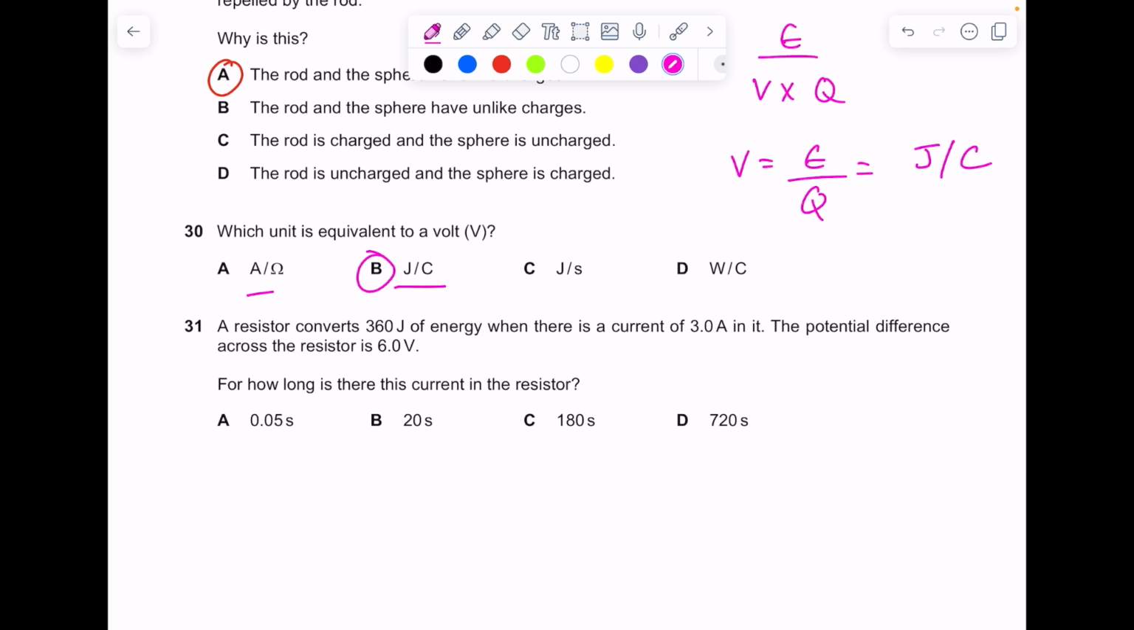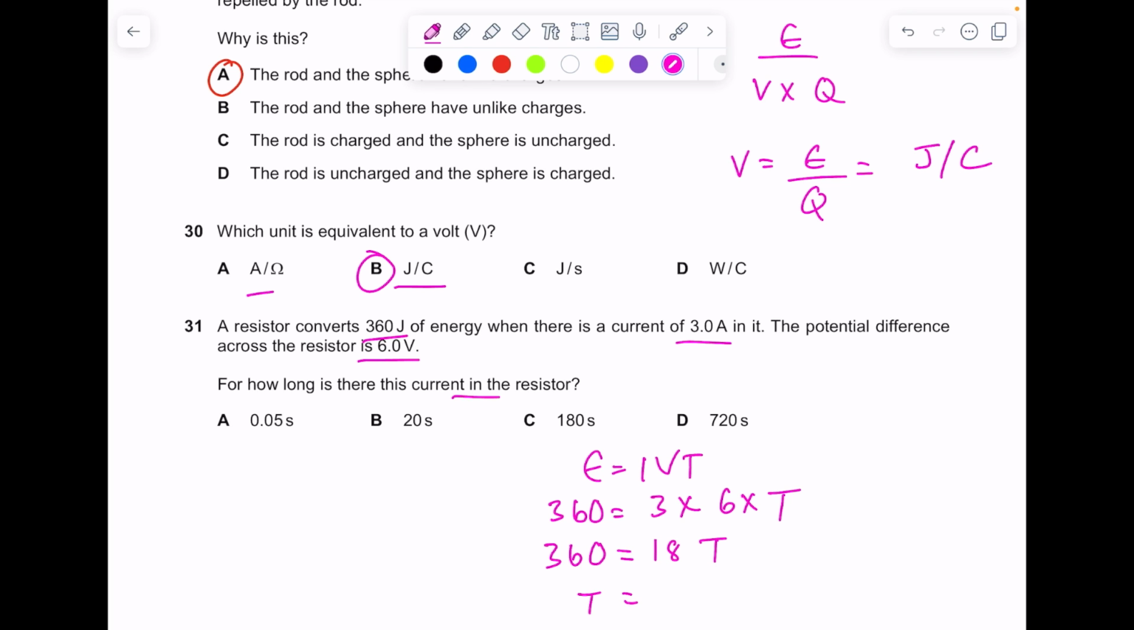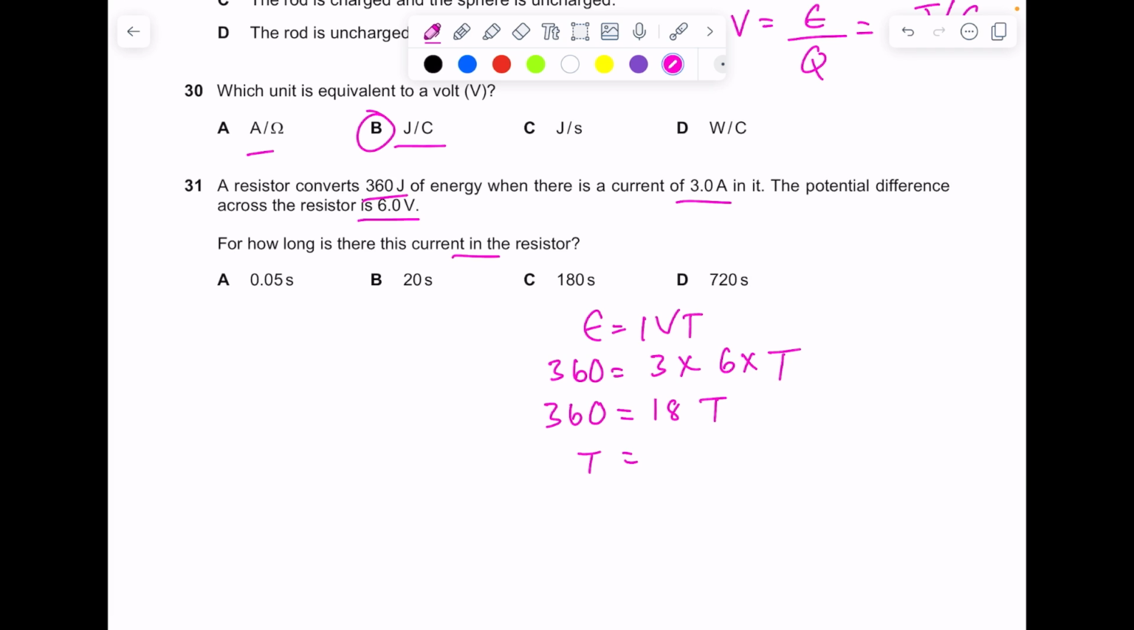A resistor converts 360 joules of energy when there is a current of 3 amps in it. The potential difference across the resistor is 6 volts. For how long is there this current in the resistor? You want to use E equals IVT. Energy is 360 joules. Current is 3 amps. The voltage is 6. We're after time. So to find time, divide 360 by 18 to get 20.